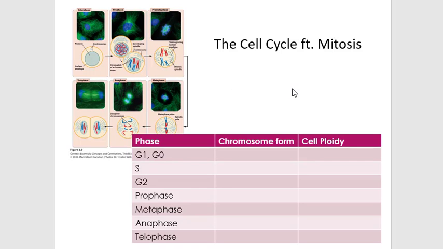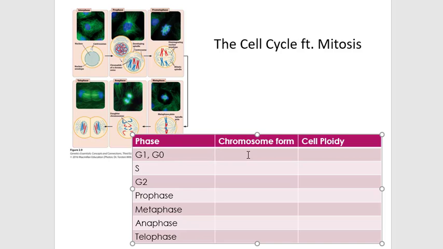So what I did was I created this slide, but I'm leaving it in the edit mode so that I can fill this in. This is about the cell cycle, and of course including mitosis, and this is the image from your textbook. But I just made up a little grid here, and we can fill in what the chromosome form is in each stage, and then what the ploidy of the cell would be in each stage.